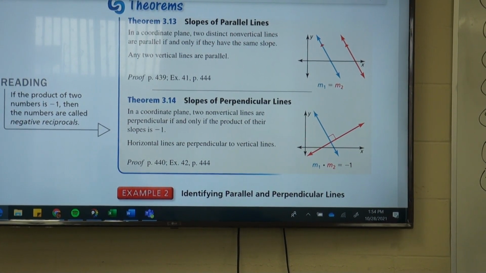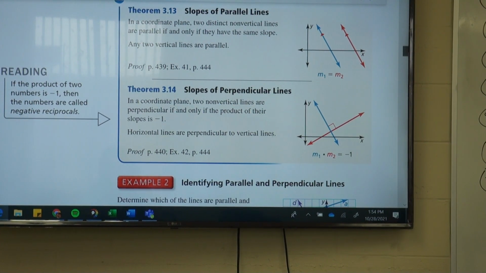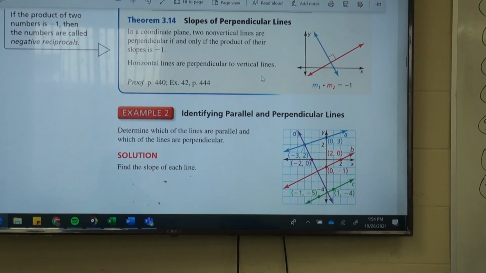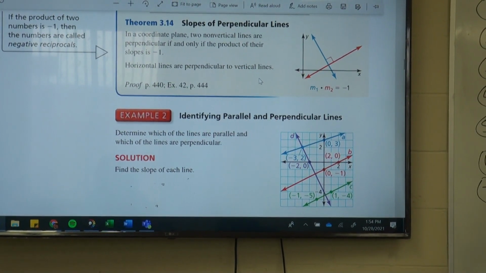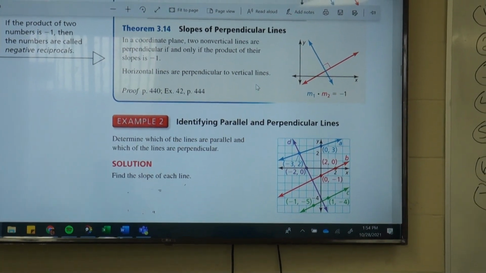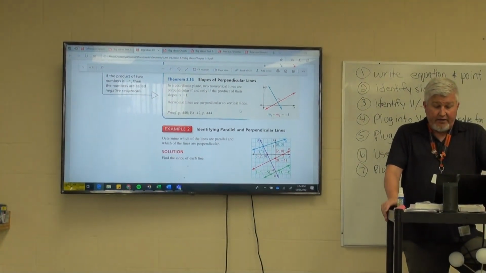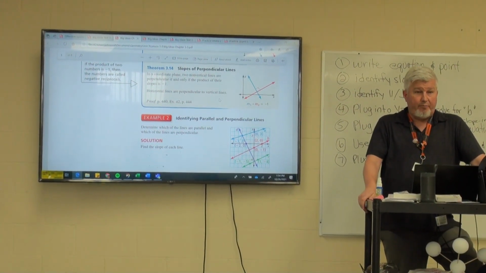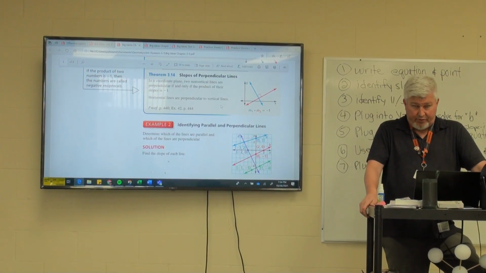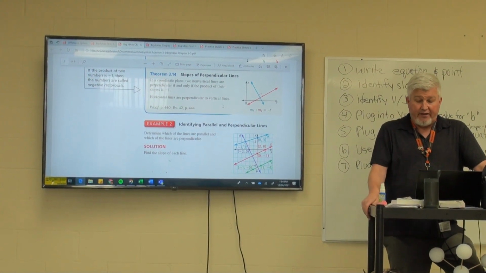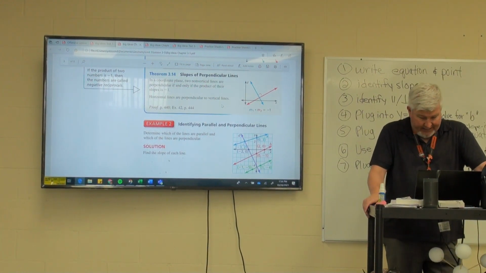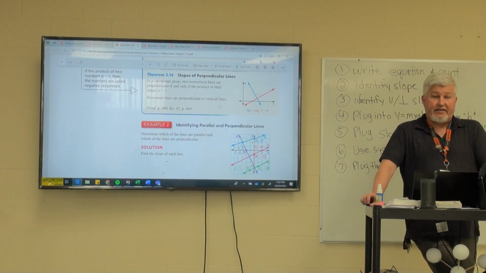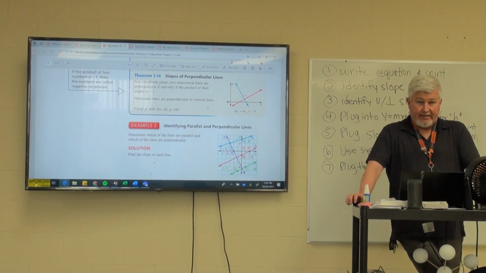Please? Okay? Then the theorem just below it, 3.14, slopes of perpendicular lines in a coordinate plane. I'm not going to read it. You've got the red line, and the blue line is perpendicular to it. You can clearly see that with the box that's drawn. So if the slope of the red line is a certain number, the slope of the perpendicular blue line is the negative reciprocal. When you multiply those two slopes together, it's -1. I don't need you to worry about that as much as knowing that the slope of a perpendicular line is the negative reciprocal of the slope of the line it is perpendicular with.